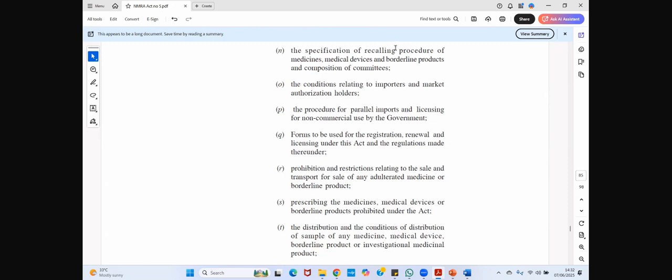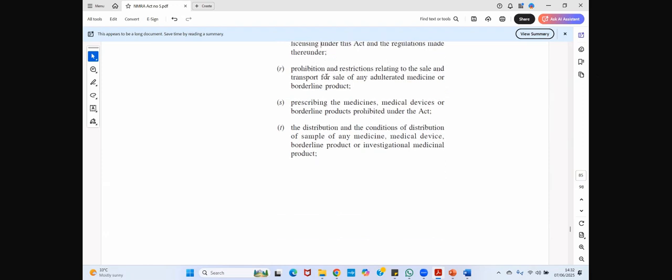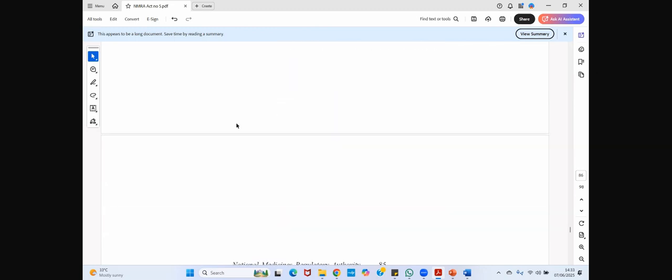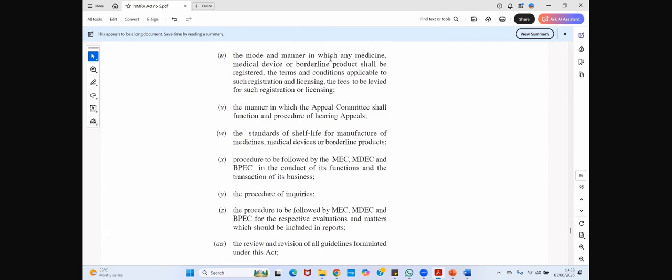And the conditions relating to importers and market authorization holders, and procedure for parallel imports, right, for non-commercial use, and forms to be used in registration, renewal, and licensing, and prohibition and restrictions relating to the sale and transport, prescribing, right, the minister can make regulation in prescribing, and the distribution and condition of distribution of sample medicines to medical device or investigational products, and the mode and manner in which any medicine, medical device, borderline product shall be registered, terms and conditions, right?